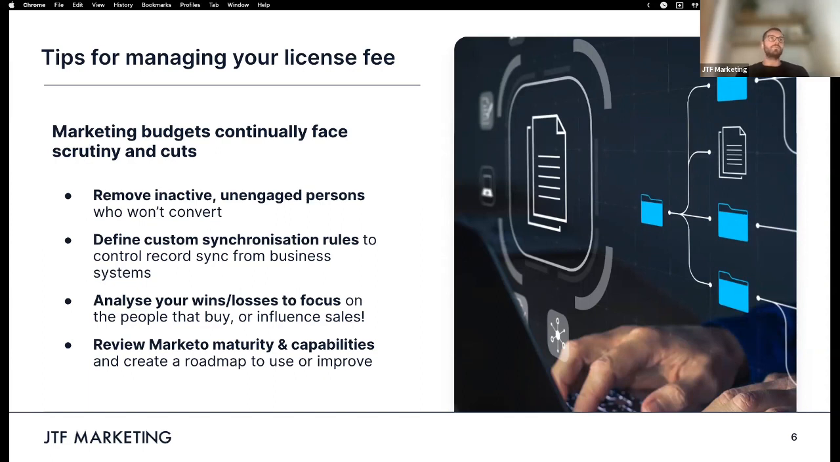So remove inactive and unengaged people, and there's almost two elements to that. There's removing unsubscribed people, which is really important because we can't contact them anyway. And then there's this element here of removing inactive people or unengaged people. So they're almost people that we physically can market to, but the question is, should we? Are they the right people? Because we've got to be ruthless.